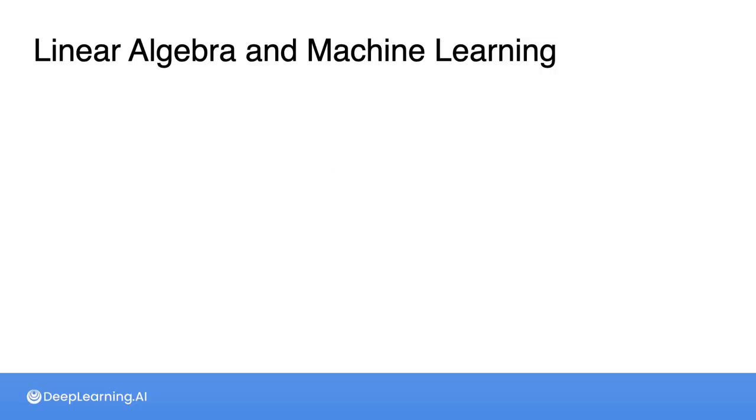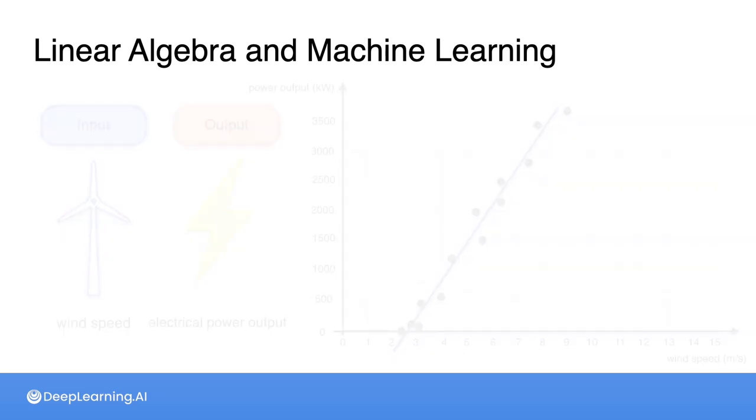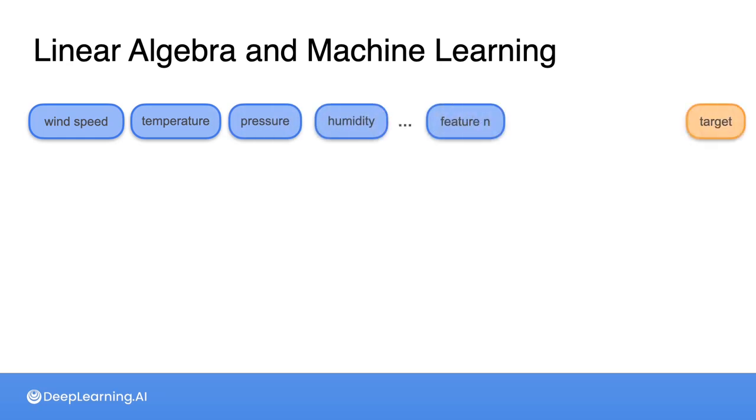In the previous video, you looked at a linear regression scenario for the problem of predicting electrical power output from a wind turbine. In this case, you had a dataset containing a series of features, things like wind speed, temperature, atmospheric pressure, humidity, and so on. And I call these x1, x2, and so on up to xn for a dataset with n features.